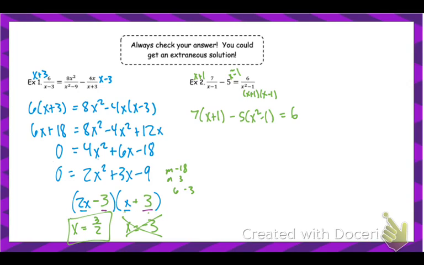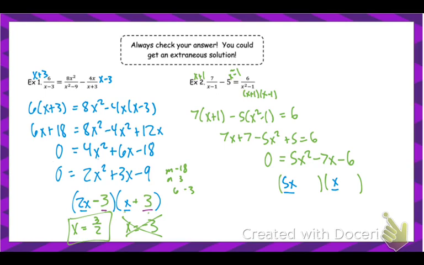Denominators we don't need to worry about because, again, those denominators are now the same. So 7x plus 7 minus 5x squared plus 5 equals 6. We'll set it equal to 0. And then again, I need to factor. I'm going to do this the same way, where I'm going to fill in my parentheses, because 5 is a prime number. So those two things have to be 5x and x. My other two are going to multiply to negative 6. I also know, if I do this with a split the middle, I need something that multiplies to negative 30 and adds to negative 7. That's a negative 10 and 3.